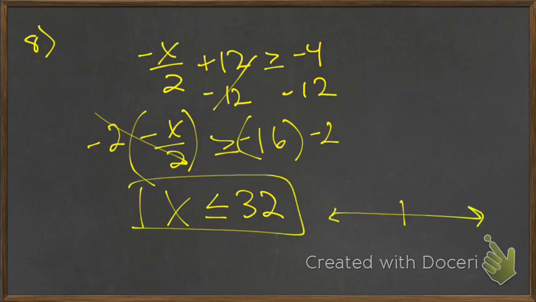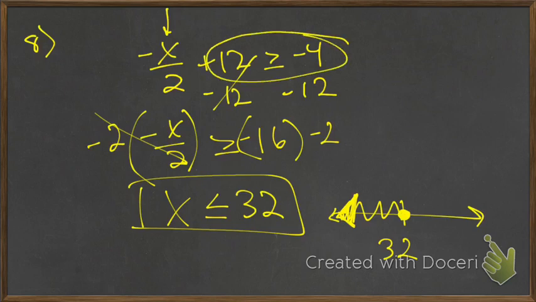So on your number line, 32 works, and so does anything to the left. Now, my favorite point to test here is 0, because when I put 0 here, it's gone. So if I put 0 there, I'm left with 12 is greater than or equal to negative 4. Is that true? Yeah, so it checks out. An answer from my graph checks out.